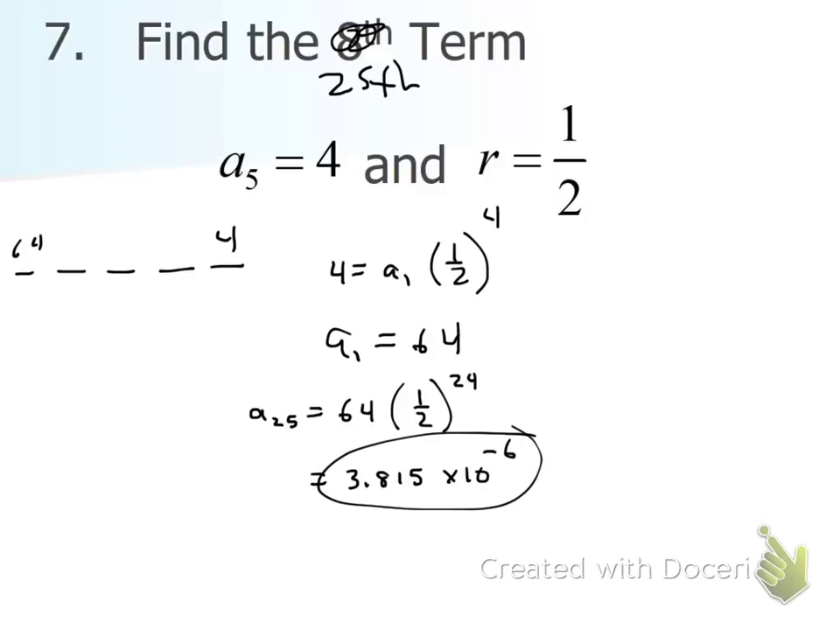You have to multiply by 64. What's that? Once you raise it to the 24th, you have to multiply by 64. Did you guys not multiply by 64? I did. I got a different answer. Abby? No, I got the same.